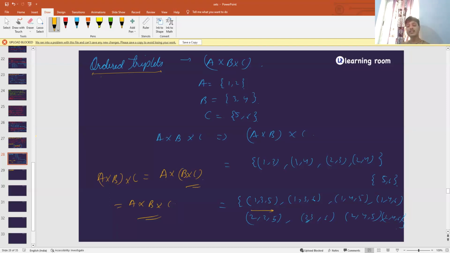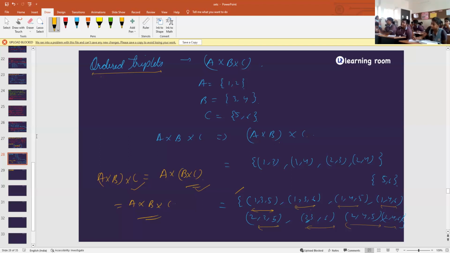The value will not change under these conditions. There will be the same number of elements with the same ordered pair sets, so the value will not change. Even if you multiply this or this, you'll get the same ordered pair. You can try it out. First multiply B cross C, and then multiply it with A, you'll get the same result. Okay, you are saying that this one will come at last and 5 and 3 will get disarranged, right? Yes, sir.